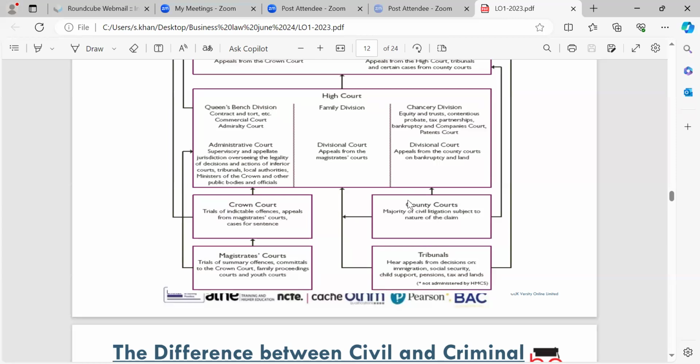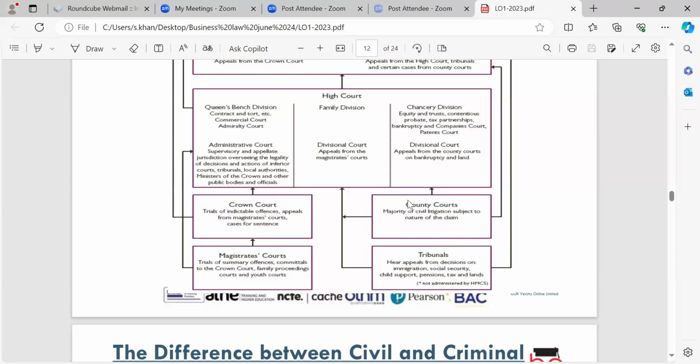Magistrates Court, the final one on the hierarchy. The Magistrates Court is a court of first instance. It deals primarily with criminal cases, but has some limited jurisdiction in respect of civil matters. The Magistrates Court also deals with the first appearance of any defendant charged with a criminal offence. It deals with procedural issues and hears initial bail applications.